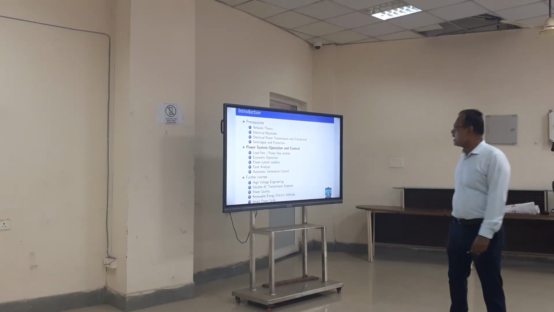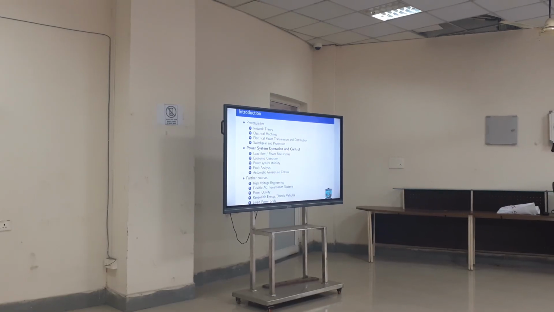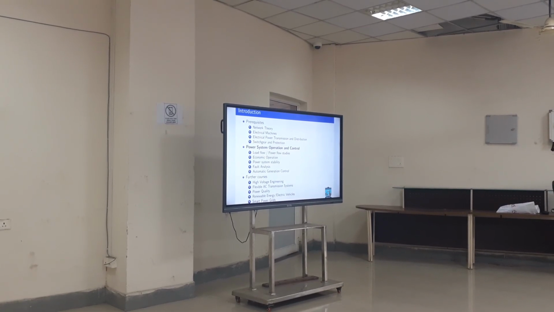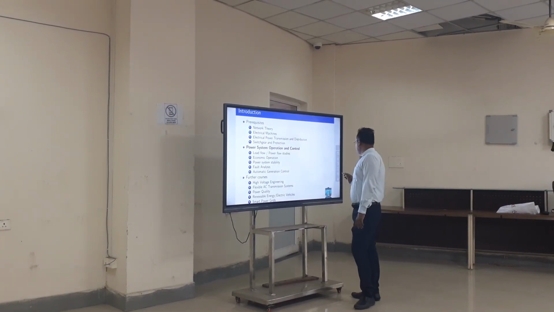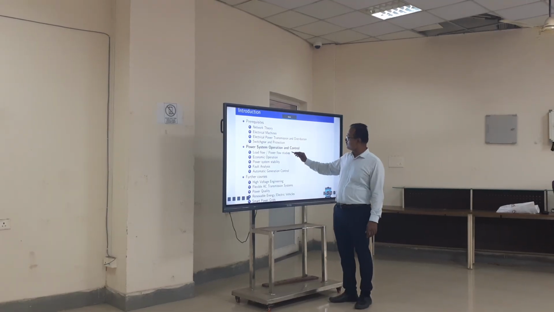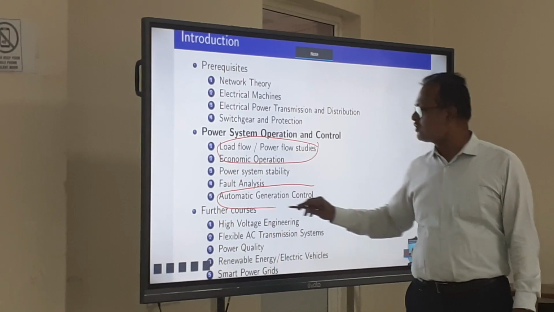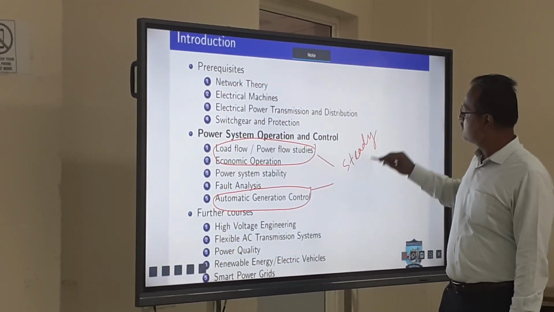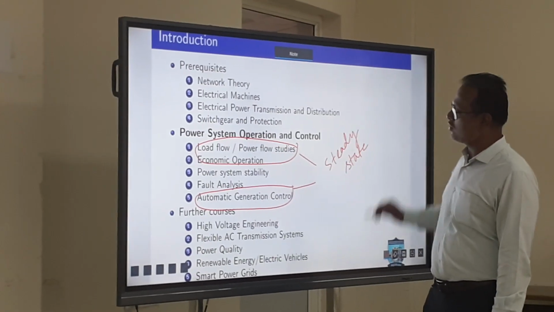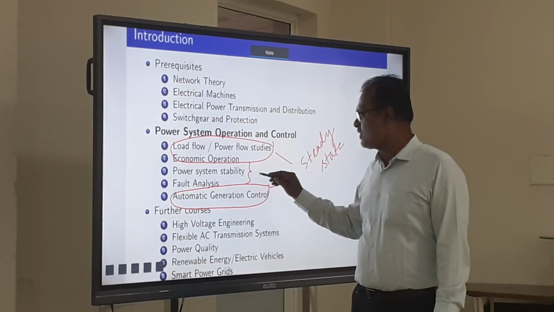Okay. And finally, the last part is also a steady state problem, which relates to how to maintain frequency and voltage in the system. That is the automatic generation control problem. So this power flow studies, economic dispatch and automatic generation control, these are basically steady state problems. Whereas these two are mostly, you can say, dynamic.